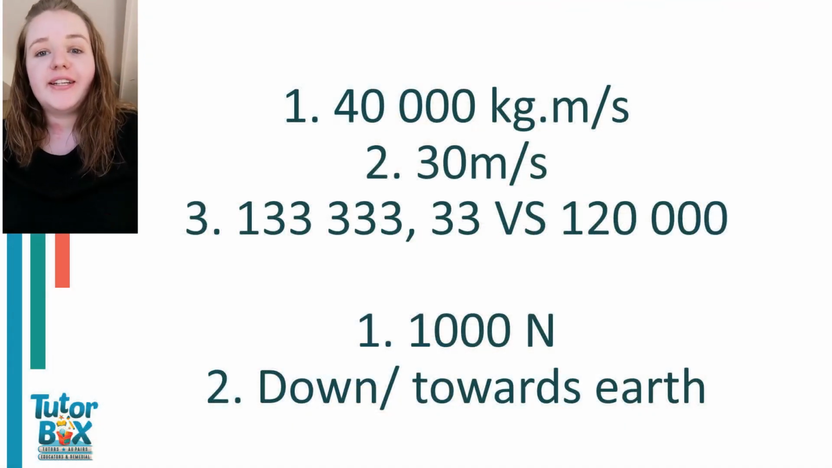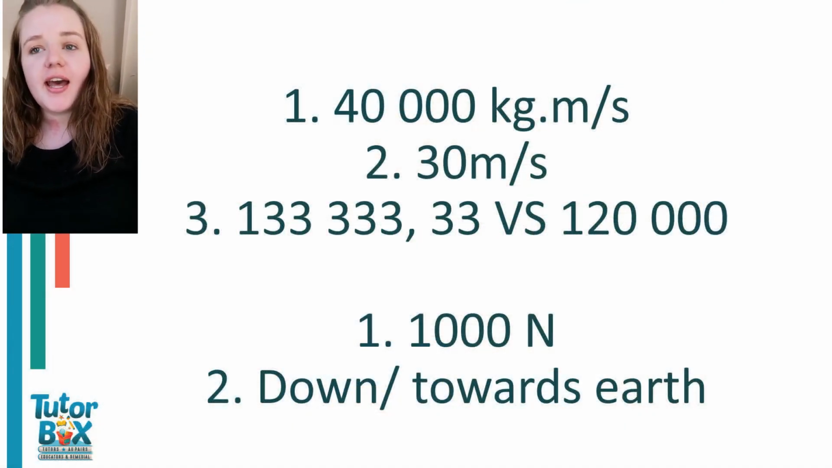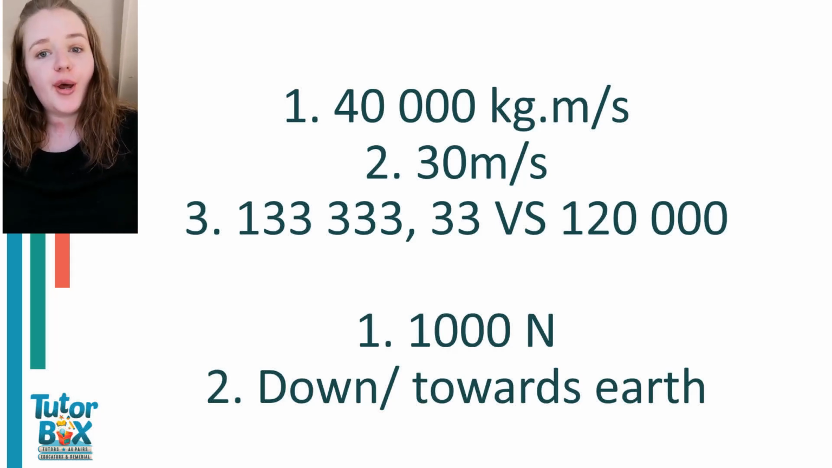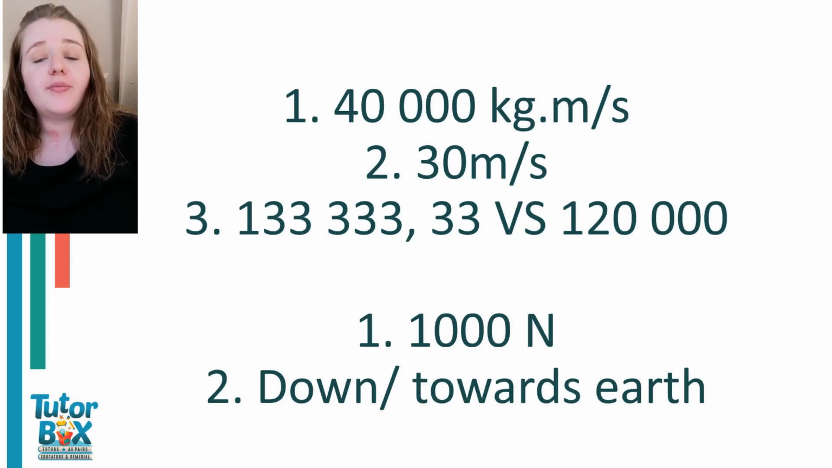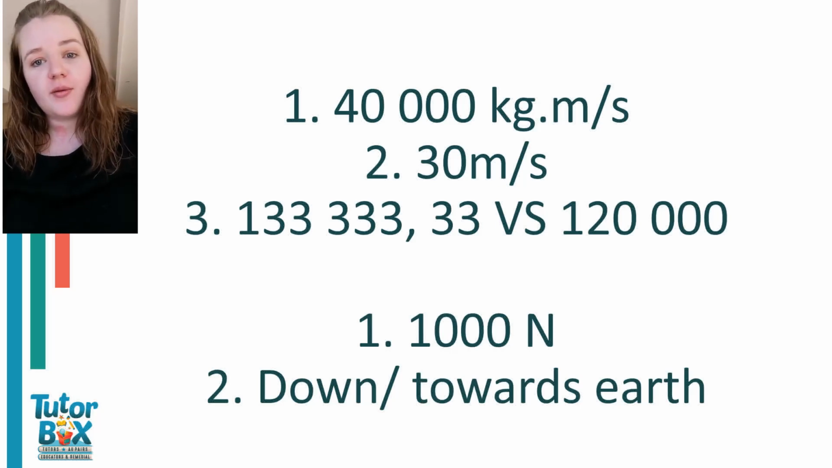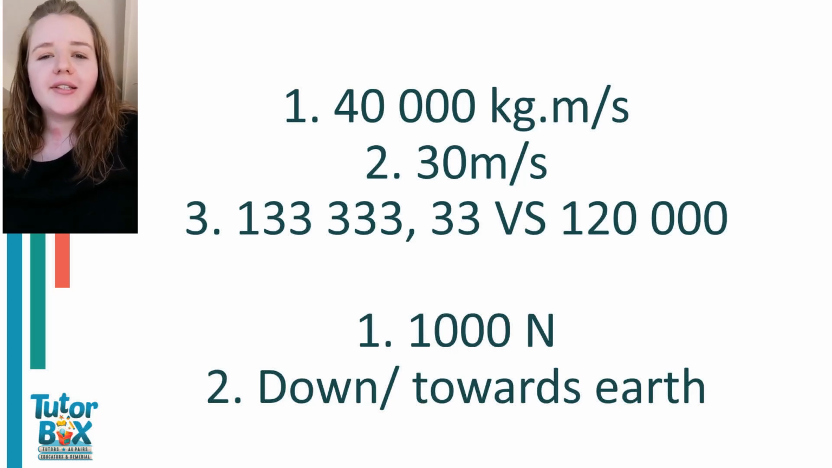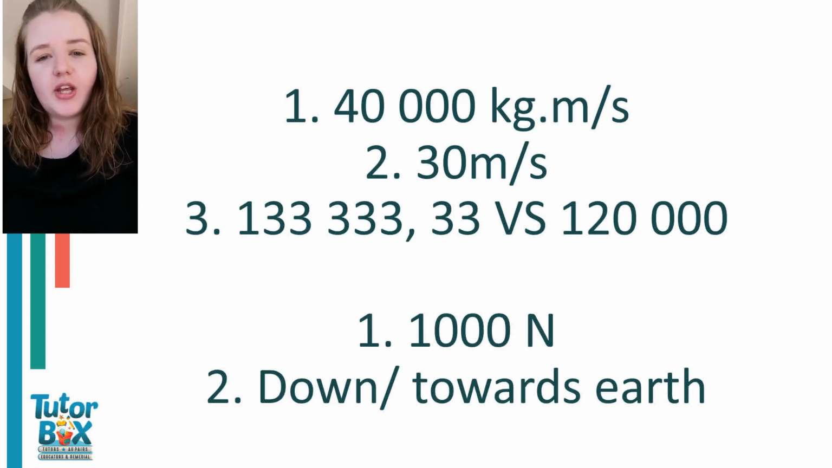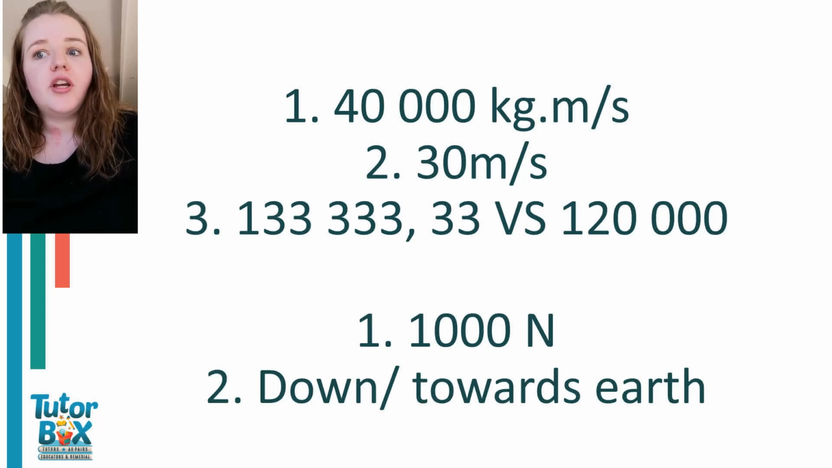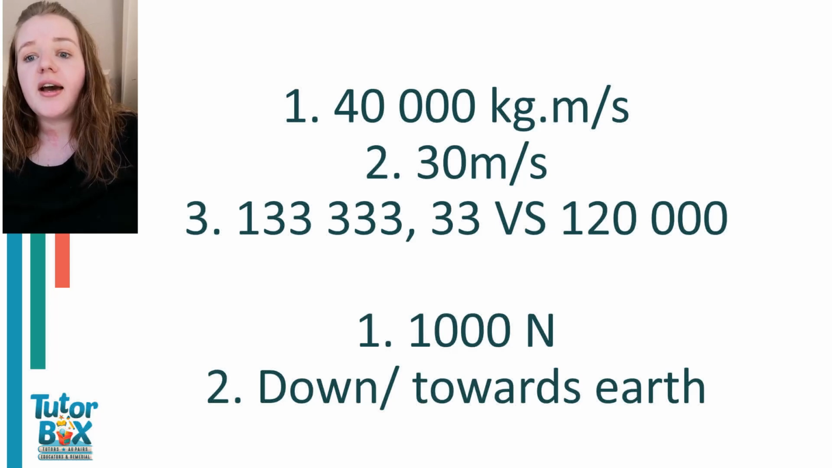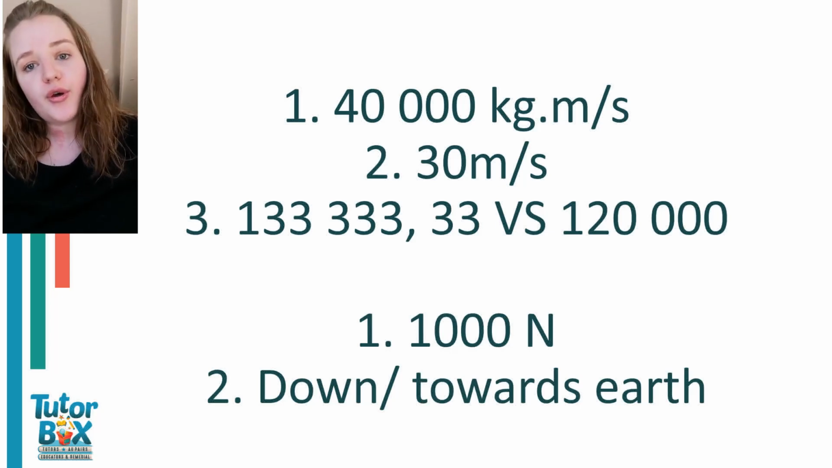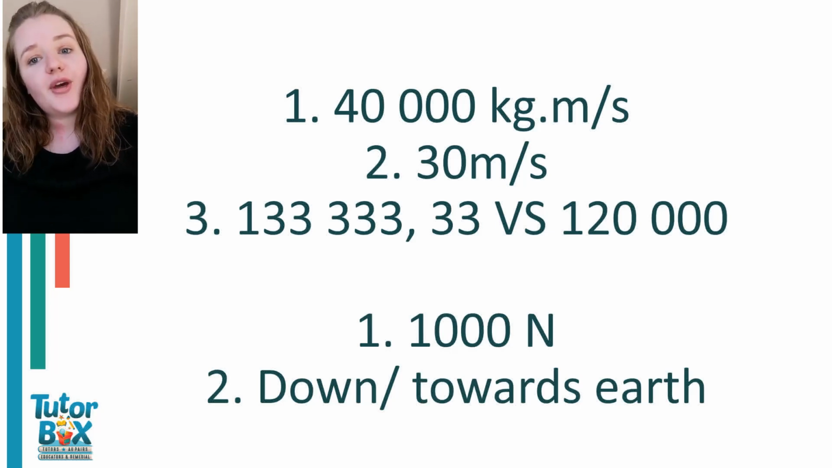Hi everyone, I hope you had a good chance to attempt those questions. The answers are as follows. Number 1 is 40,000 kilogram meters per second. Answer 2 is 30 meters per second. You can define a direction, it would just be the same as the momentum, but they don't really give you one. Number 3, your first one will be 133,333.33, and the second one will be 120,000. And then the second part, the force would be 1,000 newtons, and the second one would be down, or towards the earth, because your initial velocity is up away from the earth.